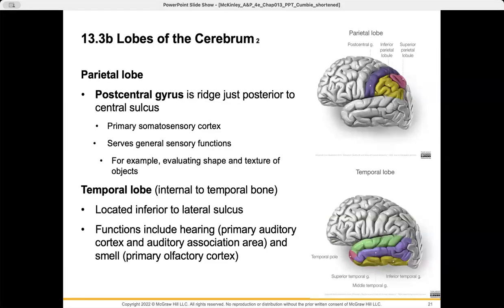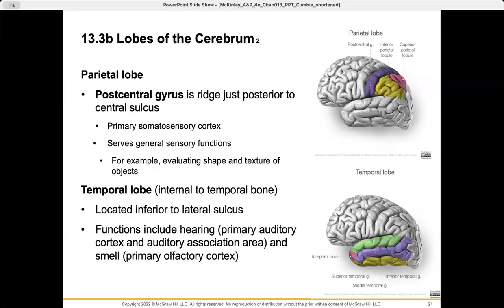For the parietal lobe, this is where we have the post-central gyrus, because this is our central sulcus. The post-central gyrus is behind, in the purple here. This is your primary somatosensory cortex. This allows you to understand by touch the shape and texture of objects. Say I gave you a mystery bag full of items, and you put your hand in and touched an item. You would know what it is, not by sight, but by touch, and that is coming from your somatosensory cortex.